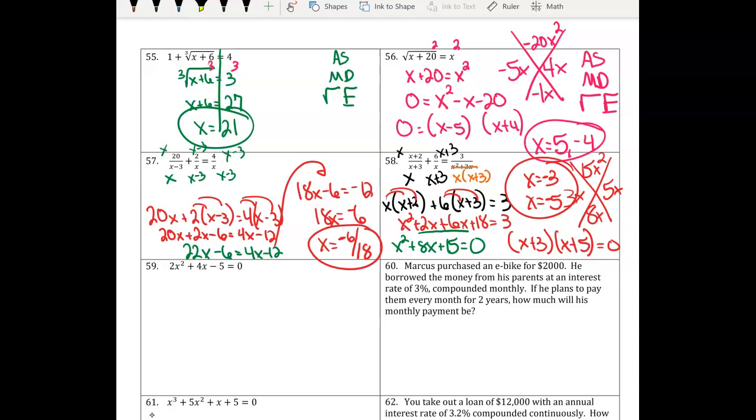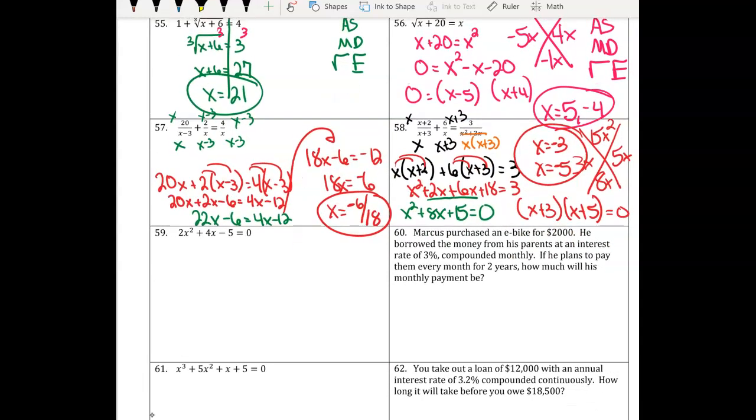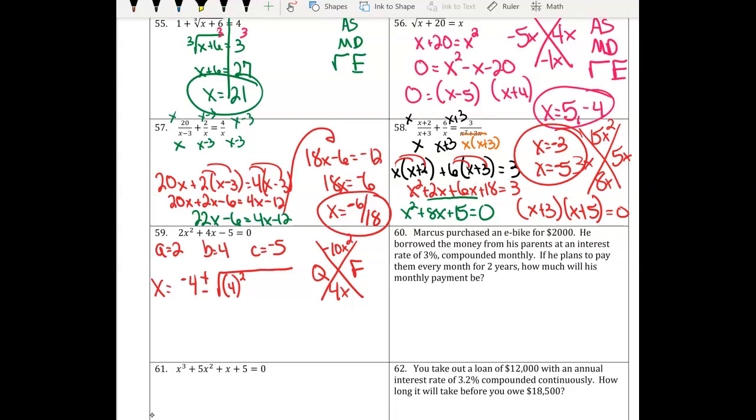All right, 59. We're going to try to factor because I see more than one type of x. First, there is no GCF, so I need factors of negative 10 that make 4, which does not exist. So we will be moving to our quadratic formula, where a is 2, b is 4, and c is negative 5. So it goes x equals the opposite of b, so negative 4, plus or minus a square root. I'm going to take b and square it, minus 4 times my a. I'm going to put the c in parentheses, and then all of that's over 2 times a.